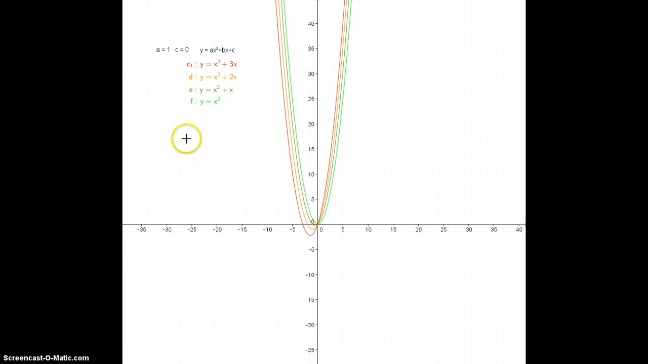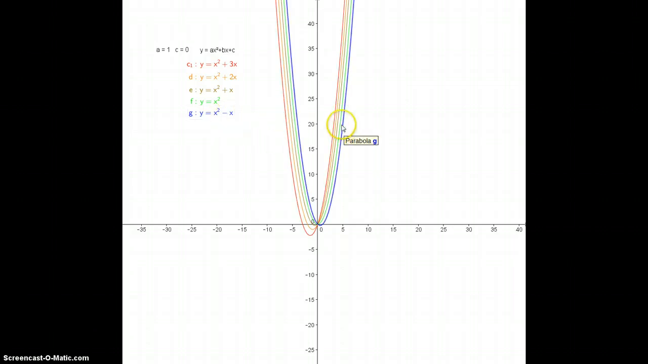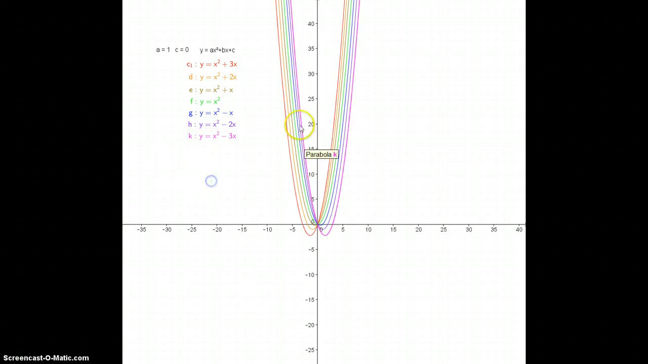Now, as we decrease b, as we go into the negatives, we get graphs with -1. And it looks something like this. This blue one is our g graph. It has shifted to the right of our x squared. As we decrease some more, and we get -2, we get the graph shifted to the right again. As we decrease one more time, we notice that the graph shifts again to the right. So, coming from the graph of x squared, this green graph, we notice as b increases, that the graph shifts to the left, and as b decreases, we get the graphs that shift to the right.